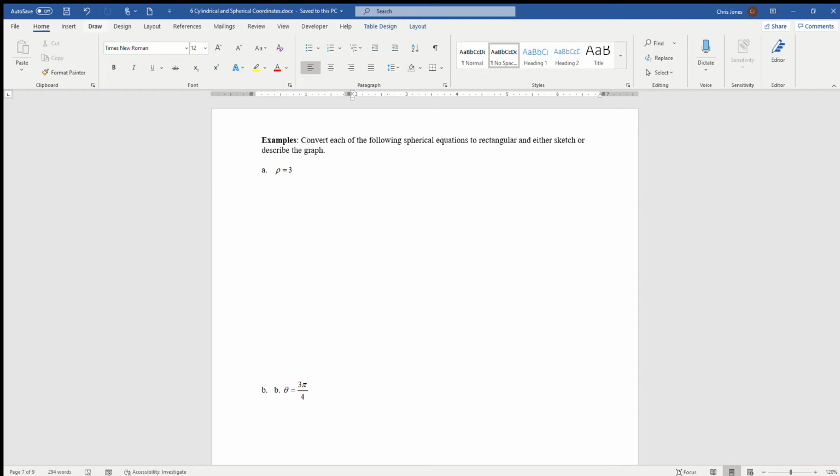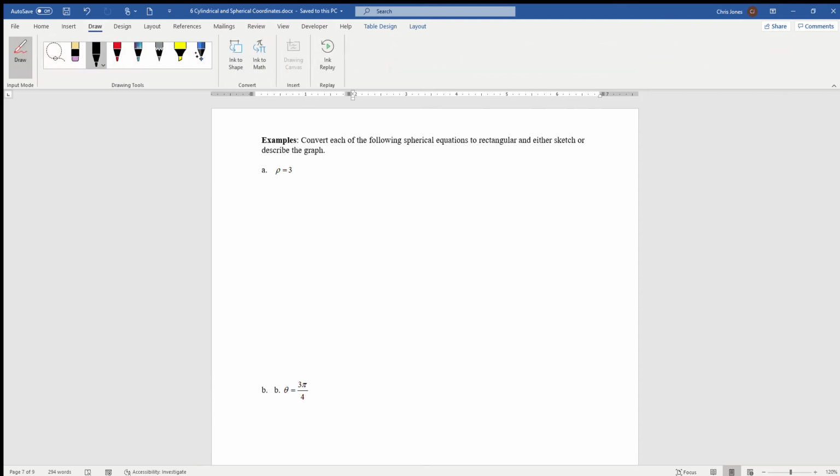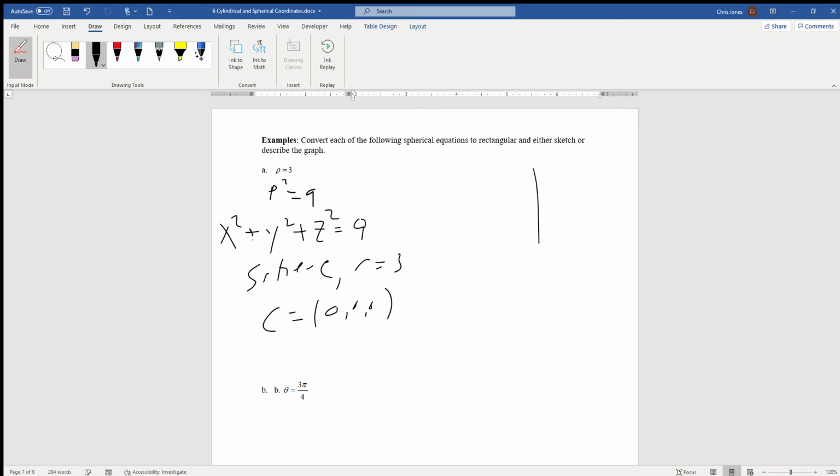So what we can do is square both sides. You might remember we did this with cylindrical coordinates. So we get rho squared is equal to 9. We know that rho squared is x squared plus y squared plus z squared. And clearly this is our sphere. Radius is 3. Center is at the origin. If we were to graph it, just something like this, where the radius is 3.